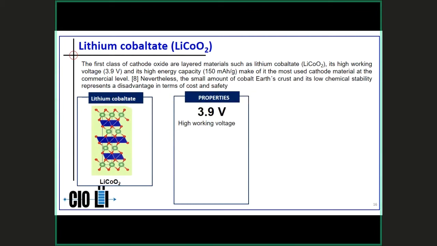It means that it can reach 3.9 volts, and it has high specific energy, high energy capacity, which is around 150 milliampere hour per gram. These properties make lithium cobaltate the most used cathode material in the world nowadays. However, it has several disadvantages.